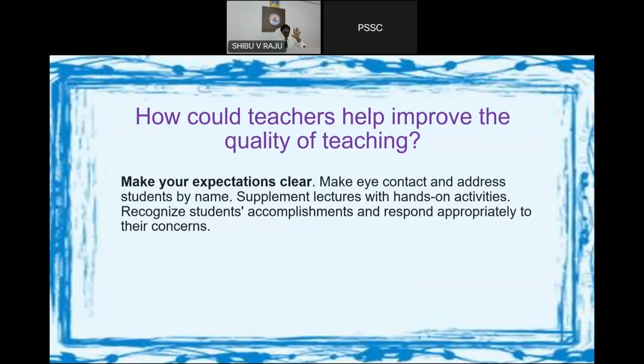And we have to make our expectations clear. What is my expectation from this chapter, what do I expect from you by reading this book. Expectation should be clear as per the content, and students should reach that level.